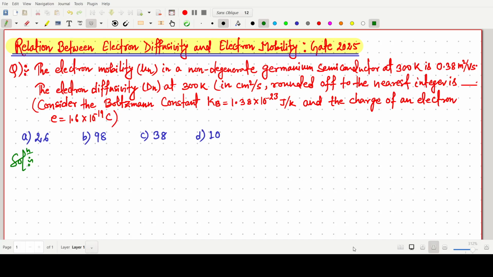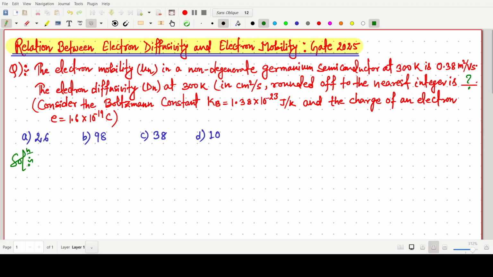Welcome everyone. In this video lecture, we will solve a GATE 25 EC question in which we have to determine the value of electron diffusivity. The question is: the electron mobility mu n in a non-degenerate germanium semiconductor at 300 Kelvin is 0.38 meter square per volt per second. The electron diffusivity Dn at 300 Kelvin, in centimeter square per second, we have to find, rounded off to the nearest integer.